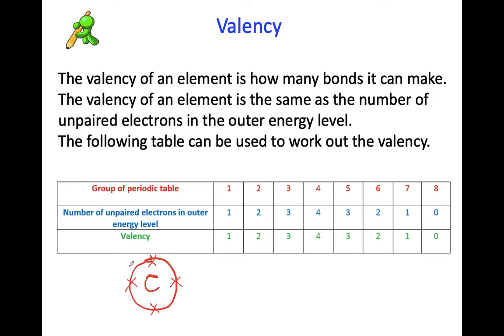Group 6 has 2 unpaired electrons. Its valency is 2. Group 7 has 1 unpaired electron. Its valency is 1. Group 8 is our noble gases. They have a valency of 0. They have no unpaired electrons in their outer energy level. They are incredibly stable and unreactive. Therefore, they don't form bonds, so their valency is 0.